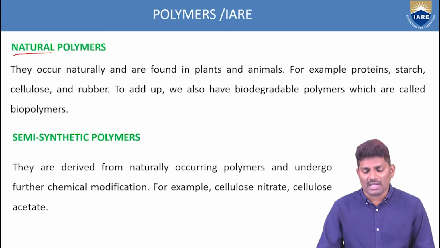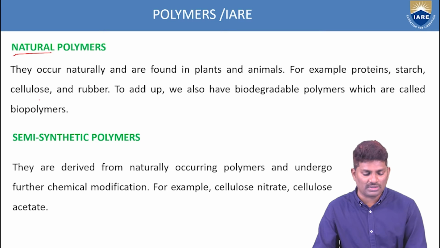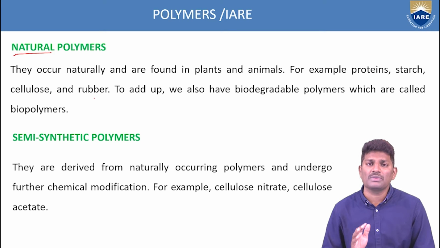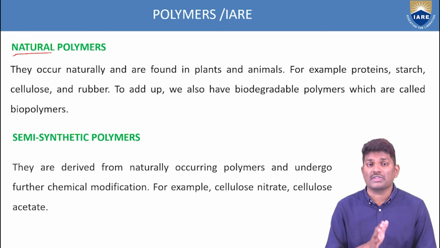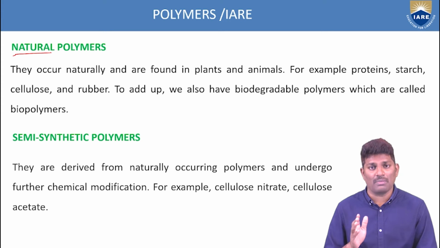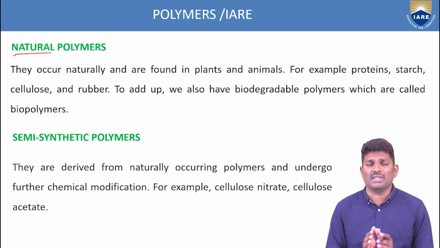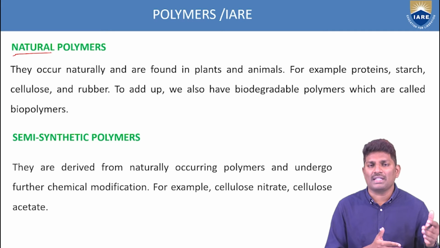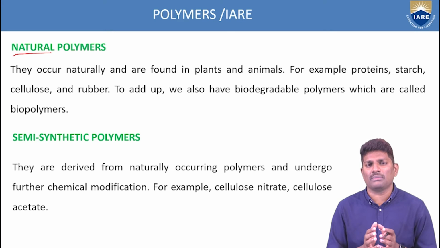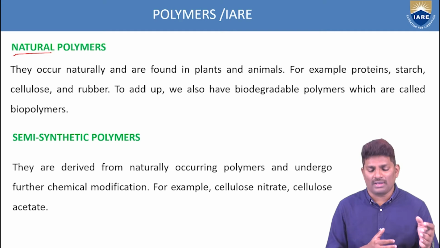And what are those examples? Like you have proteins, starch, cellulose and rubber. So these are different types of polymers which are available naturally from the plants as well as the animals. Proteins we are getting from the plants, as well as starch, rubber and cellulose. These are some examples of the natural polymers. These polymers we are not trying to make, we are not preparing them. These are naturally available. So that's why these come under the category of natural polymers.